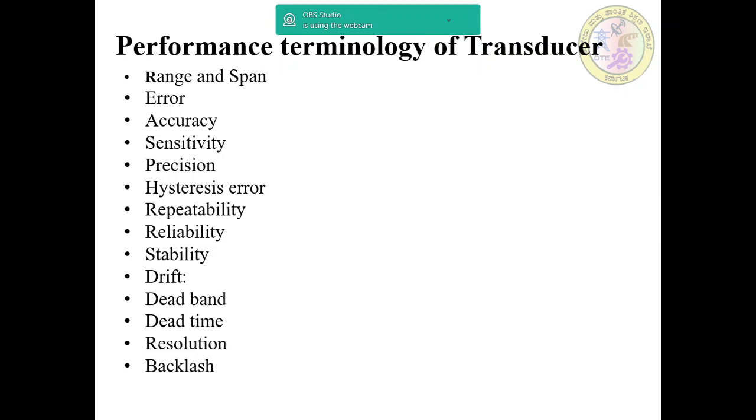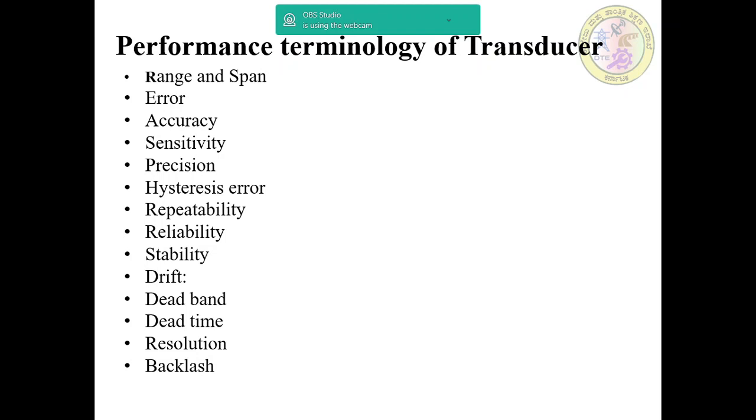Next we will take accuracy. Accuracy is defined as the ability of the instrument to respond to the true value of the measured variable under the reference conditions. Next we will go for sensitivity. Sensitivity is the relationship showing how much output we can get per unit input. Output per input is nothing but sensitivity.